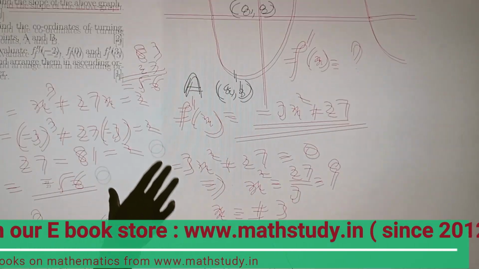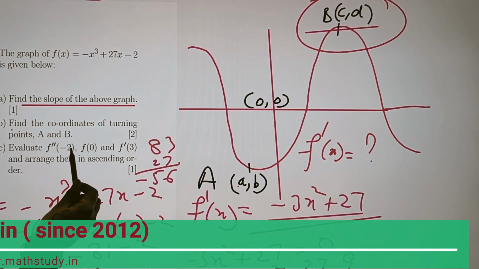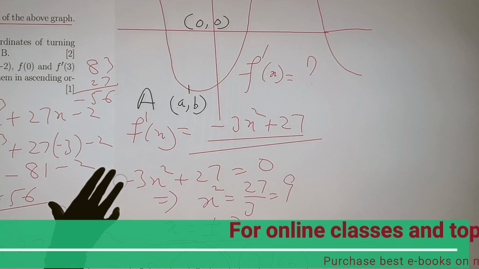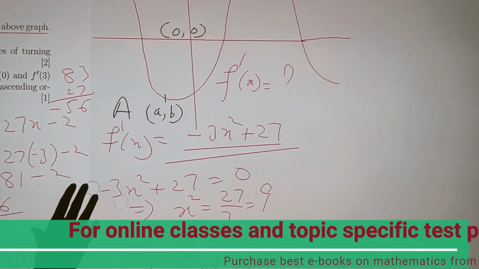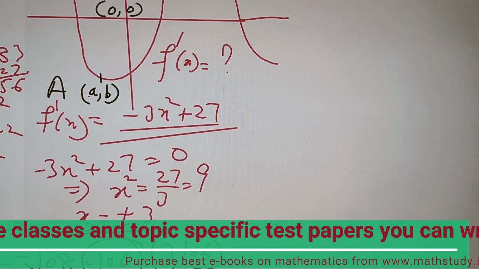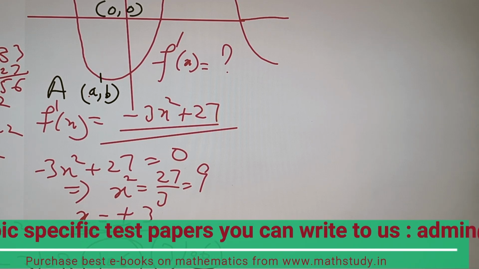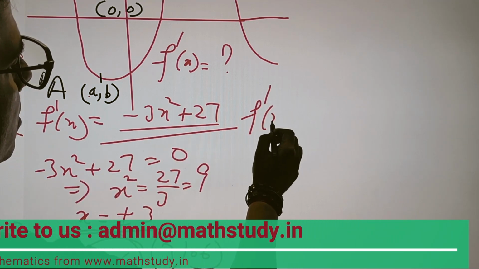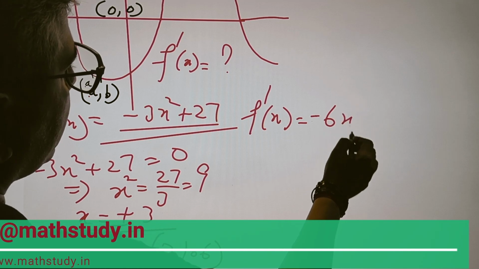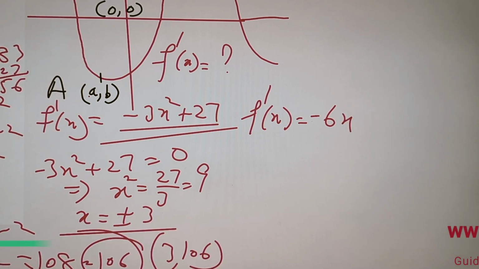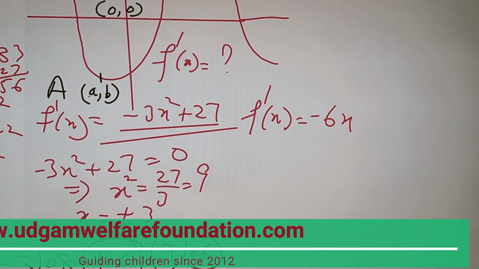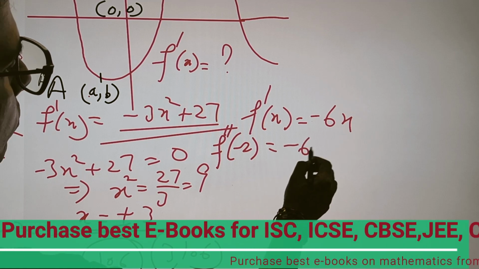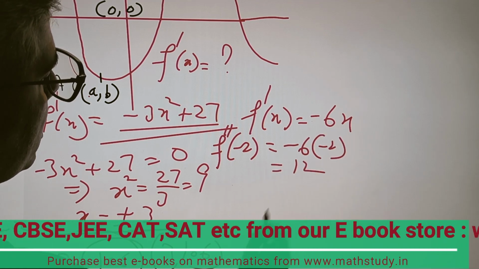Very simple. Now in our third part, evaluate f double dash minus 2, f of 0 and f of 3. This is a very easy part, the easiest part of this question, part C. We have to find f double dash minus 2, and f dash x is this. So f double dash x equals minus 6x. Now if we substitute minus 2 here, f double dash minus 2 is equal to minus 6 into minus 2, which is plus 12.